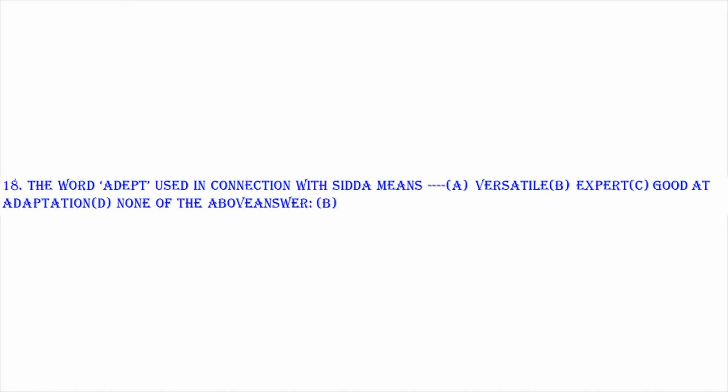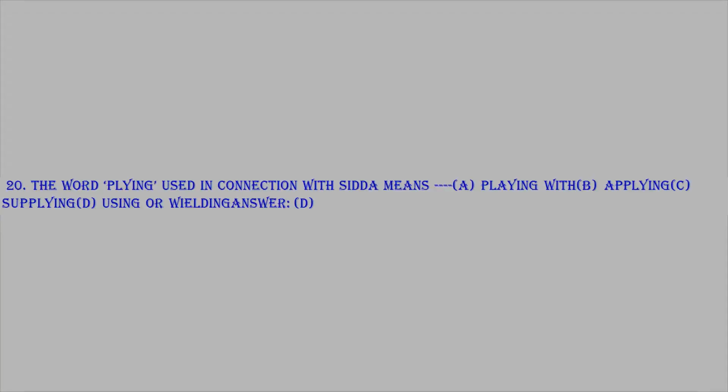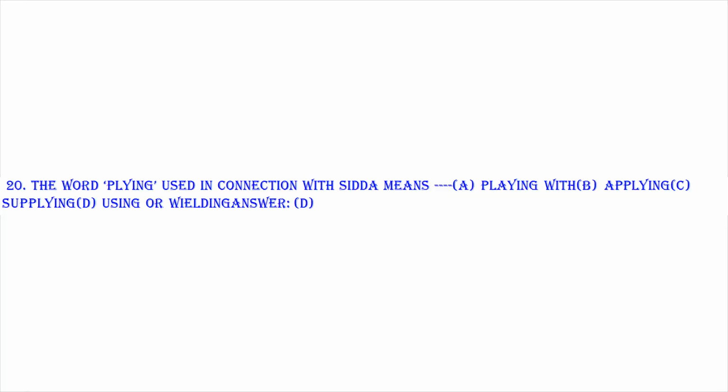18. The word adept used in connection with Siddha means: A. Versatile, B. Expert, C. Good at adaptation, D. None of the above. Answer, B. 19. Siddha was utterly incapable of: A. Controlling the moon, B. Playing with a ball, C. Plying the pencil, D. None of the above. Answer, C. 20. The word plying used in connection with Siddha means: A. Playing with, B. Applying, C. Supplying, D. Using or wielding. Answer, D.